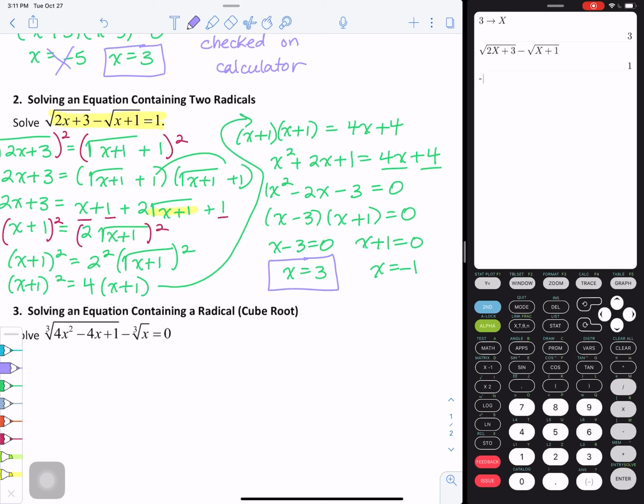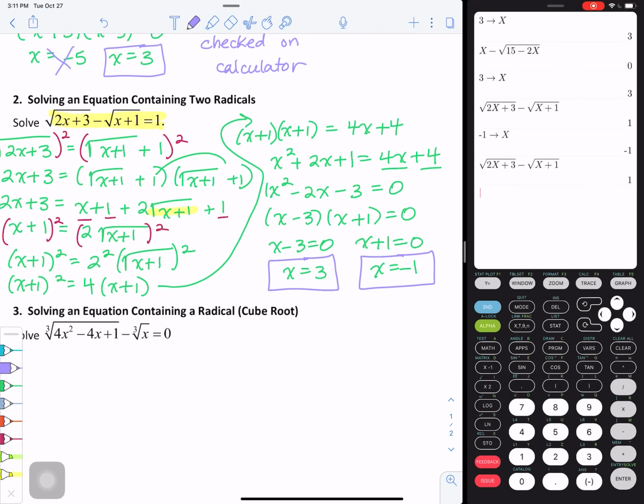Now we'll put negative 1 in and store it as x, and we're going to go grab that expression so we don't have to retype it and press enter. And now the calculator just put negative 1 in. And what happened? It's also equal to 1, which is what we were looking for. We wanted that to be equal to 1. So we have 2 good solutions here.